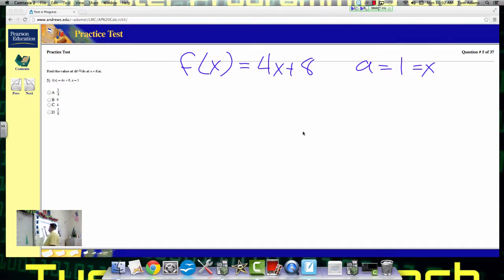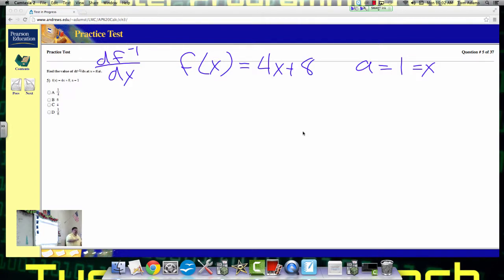They want us to figure out df inverse over dx. Now what that's saying is they want the derivative of the inverse function. We don't have the inverse function. We actually have the function. Who remembers how to find the inverse?